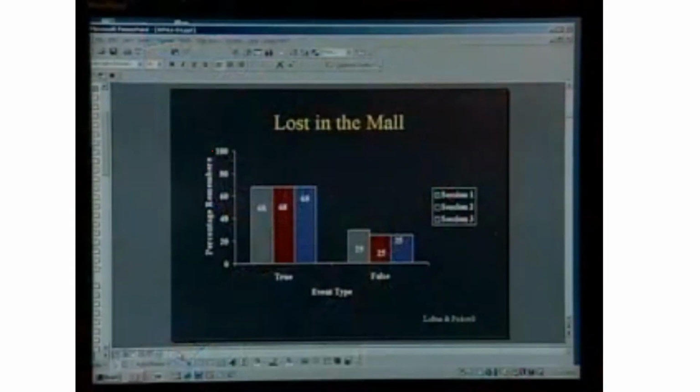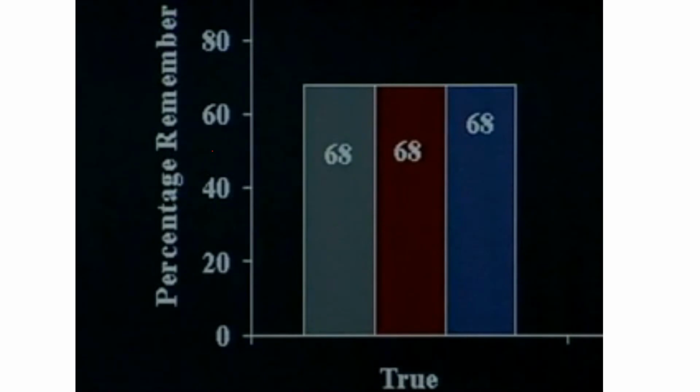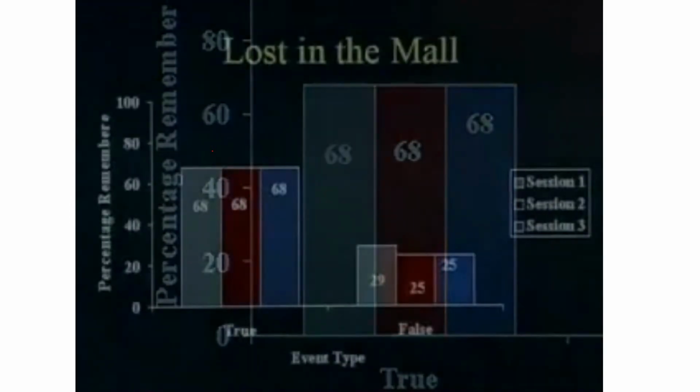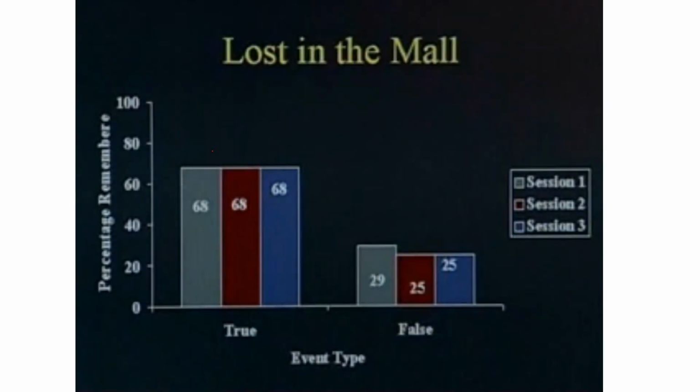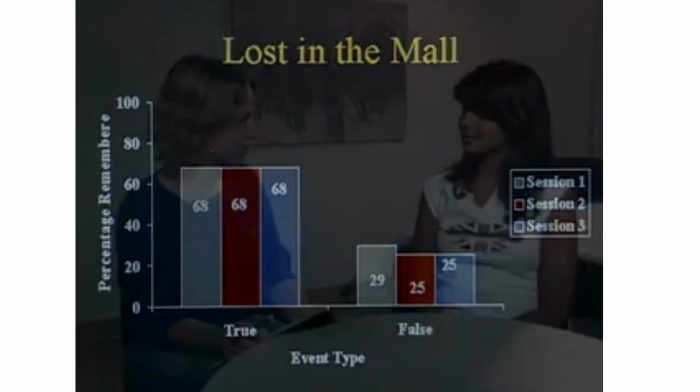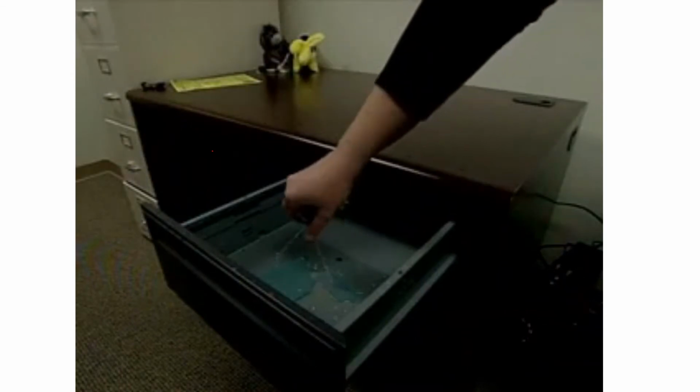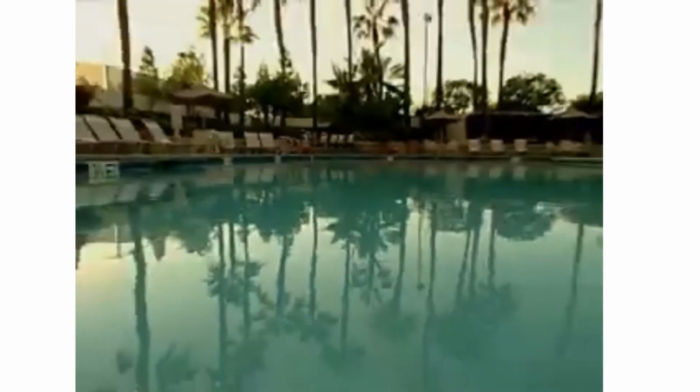Widely known as the Lost in the Mall study, since that's where subjects are usually told they were lost, the taller bars show that over 3 separate sessions, 68% of subjects remembered the real experiences provided by their parents. But the shorter bars show you the percentage of subjects who remember something about the false experience. Other false experiences that subjects have been convinced to remember include placing a sticky substance into a teacher's desk and almost drowning and having to be saved by a lifeguard.